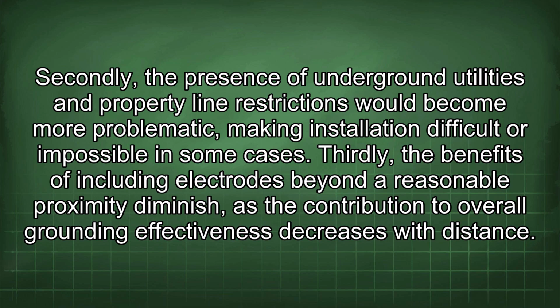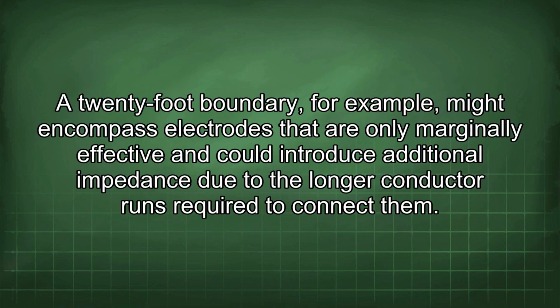Thirdly, the benefits of including electrodes beyond a reasonable proximity diminish, as the contribution to overall grounding effectiveness decreases with distance. A 20-foot boundary, for example, might encompass electrodes that are only marginally effective and could introduce additional impedance due to the longer conductor runs required to connect them.